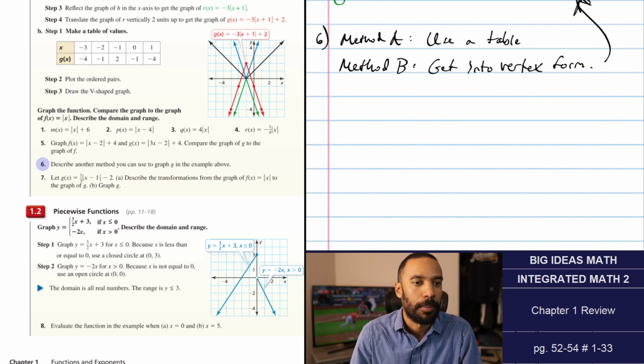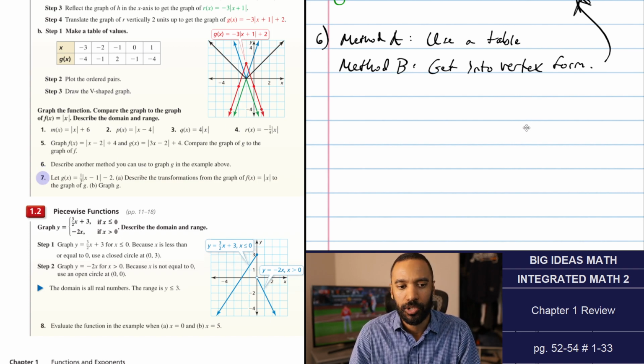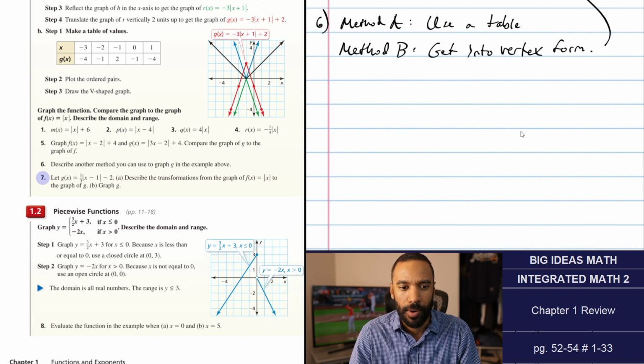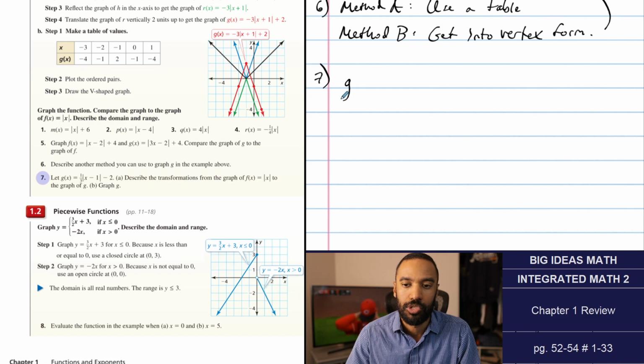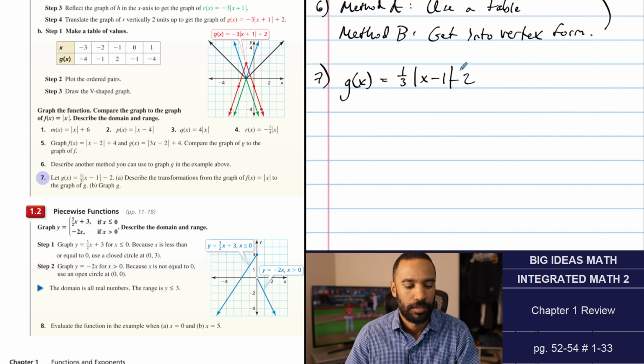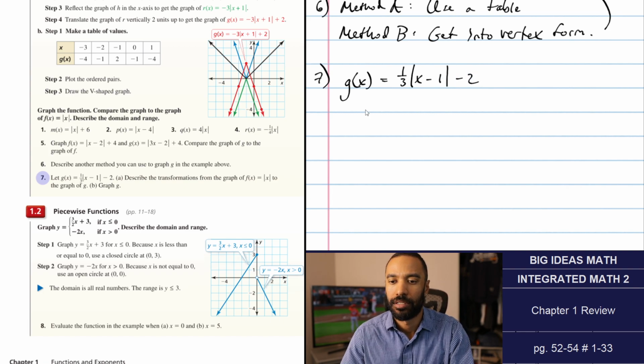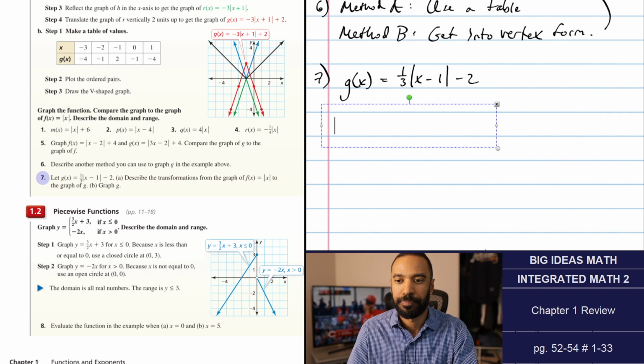All right, number 7. Let g of x equal 1/3 times the absolute value of x minus 1, minus 2. Part A, describe the transformations from the graph of f of x to the graph of g. Part B, graph g. So this is more like numbers 1 through 4. There are just multiple parts to it. So g of x equals 1/3 times the absolute value of x minus 1, minus 2. So let's do the description first. I'm fine with that.